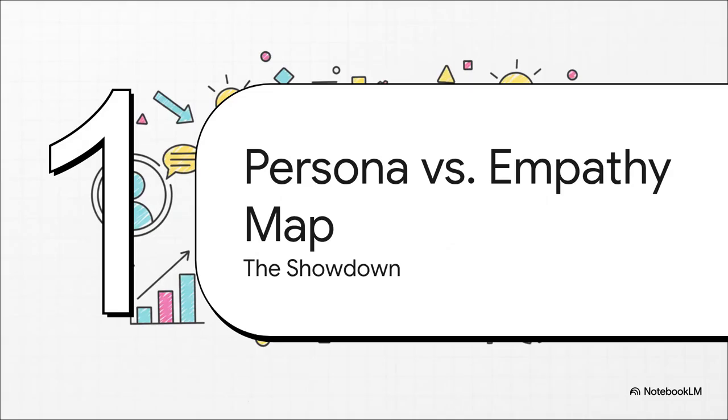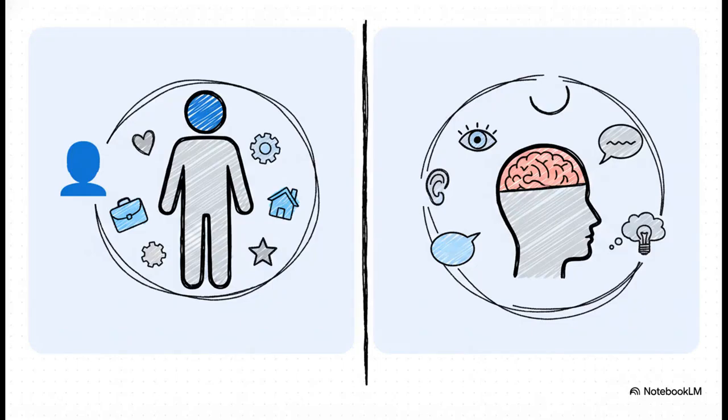Okay, so we've got these two really powerful tools. Let's put them side by side. How do they actually stack up against each other? What is the real difference here? This chart lays it all out perfectly. And look, if you remember just one thing from this whole explainer, let it be this. A persona answers who you are designing for. An empathy map answers what that person is experiencing in a single moment. The persona is the character, the empathy map is the scene. One's foundational, the other's situational.